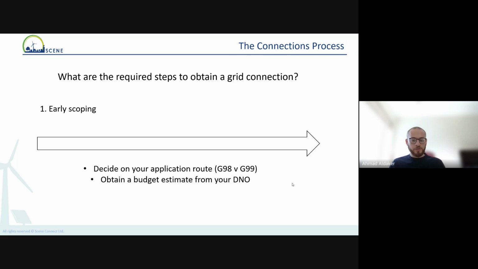The other thing that you should look at here is to get your budget estimate from the DNO. Obtaining this provides you a rough idea of how much it will cost to connect. It's a non-binding value, so it's not concrete, and you might get charged a higher or lower amount after the DNO proceeds to conduct a more thorough analysis of your site, but it's essentially a rough value of how much it will cost.